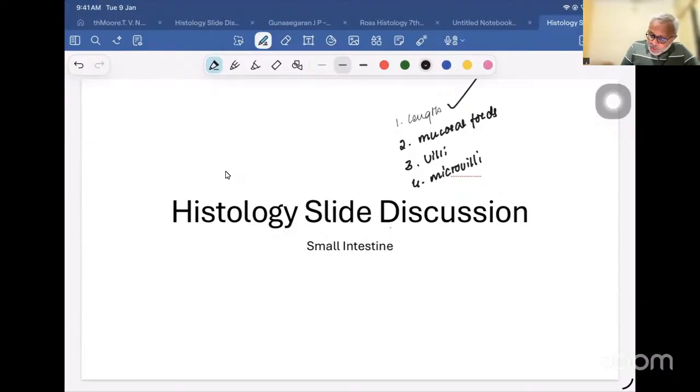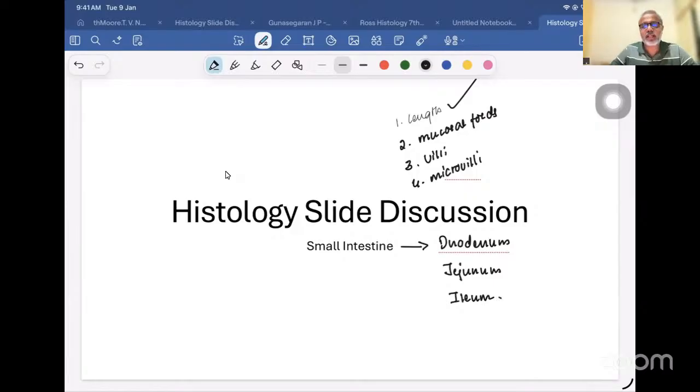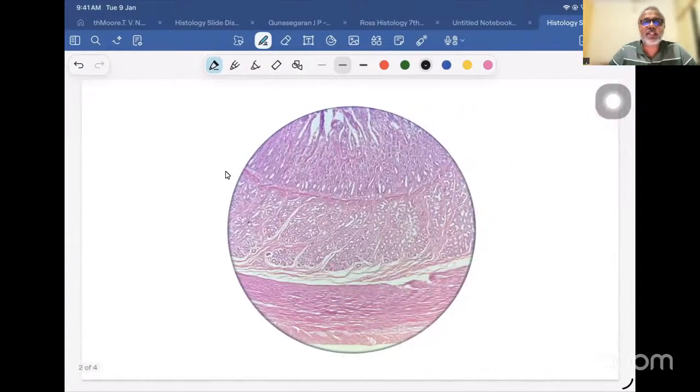As we know, small intestine is divided into 3 parts. The proximal part, which is called the duodenum, right? The middle part, which is called the jejunum, and the terminal part, which is referred to as the ileum. So these are the 3 major parts of the small intestine. And let's start the discussion with the slide of the duodenum.